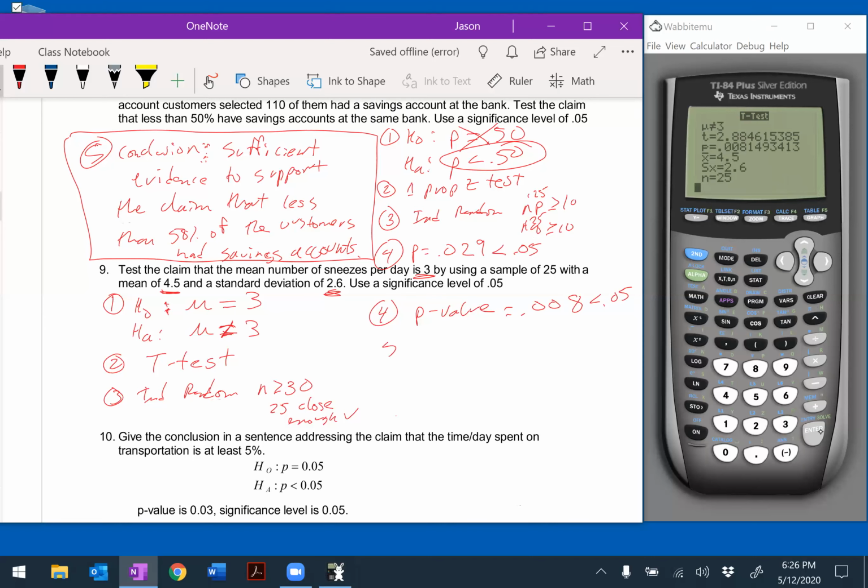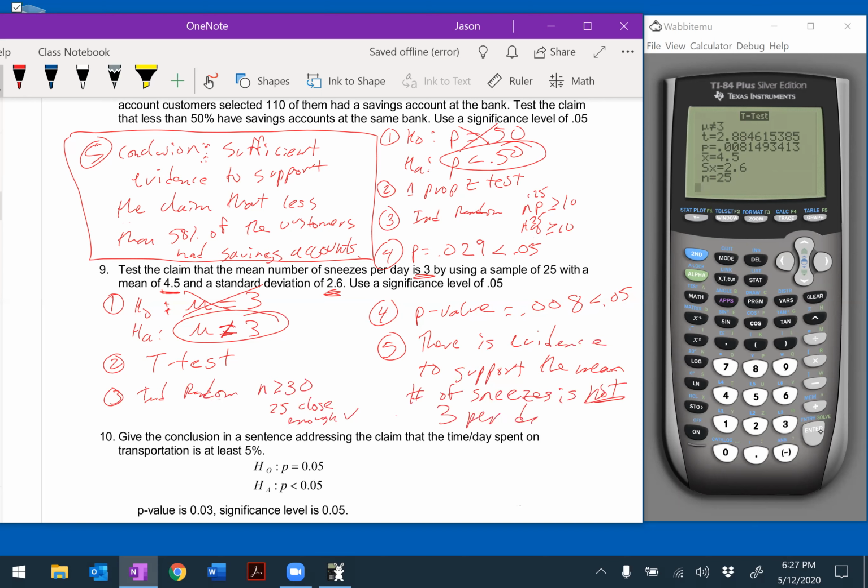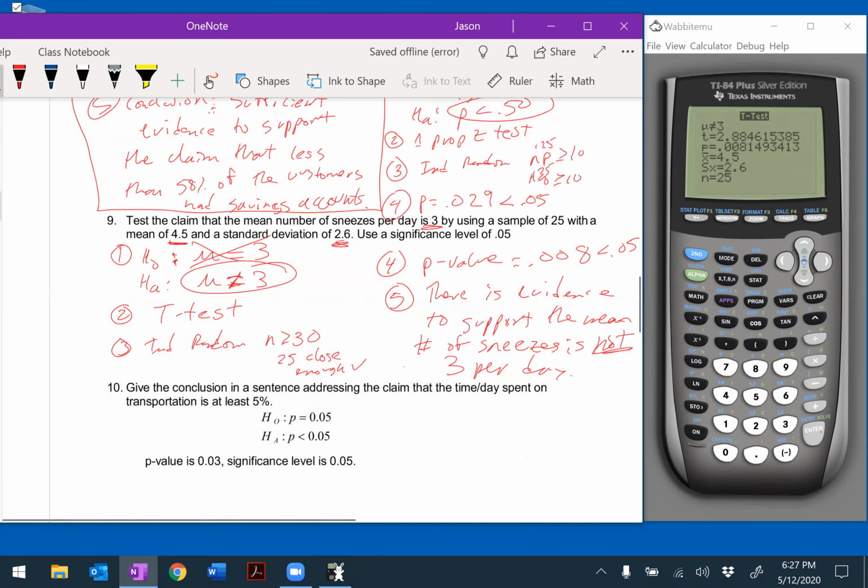So what does that mean that we're going to do? It means, once again, we reject the null and we accept the alternative. What is the alternative? The alternative is that there is evidence to support that the mean number of sneezes is not 3 per day. Okay, not 3 per day.